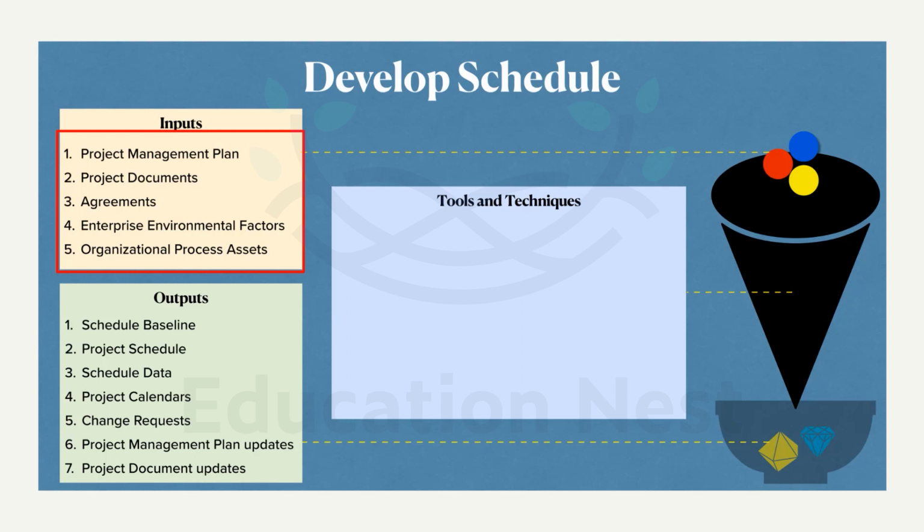Enterprise environmental factors. Again, this is a repeated input in almost all processes. And the organizational process assets also act as an important input. We have to make sure all our organizational practices are followed throughout all processes.